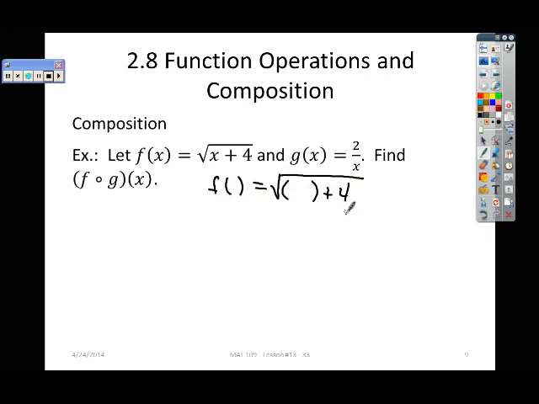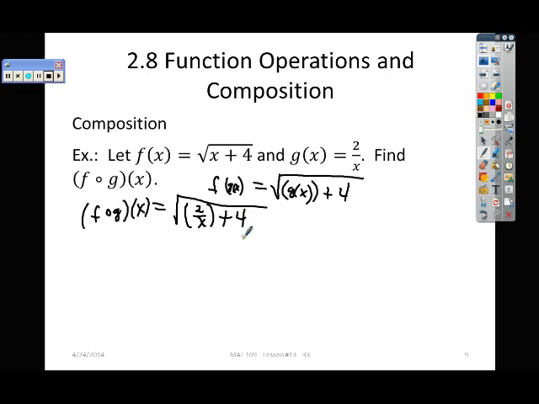What I'm going to do is put something in there. For this particular problem, I'm going to put g of x there. But g of x is just 2 over x. So f of g of x is going to be the square root of, put 2 over x in there, plus 4. And that's my composition.